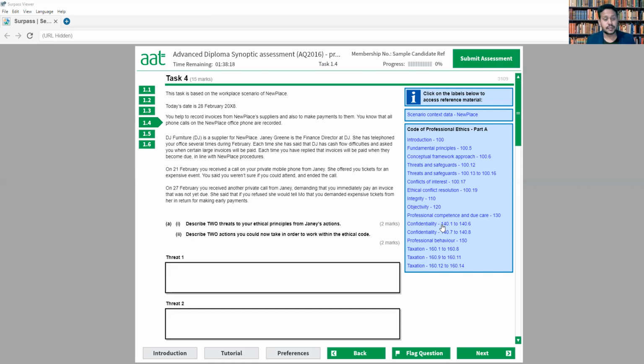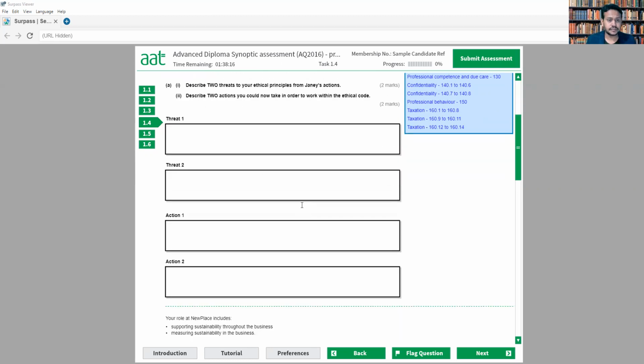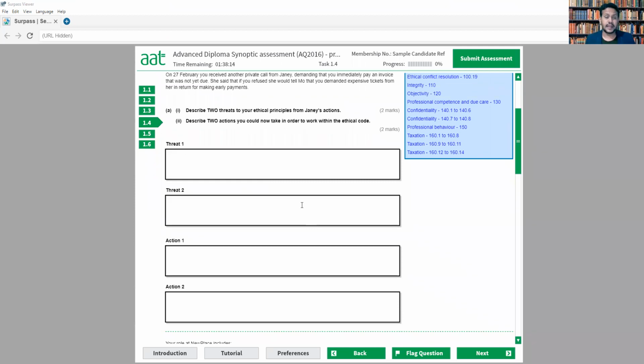So my advice is to focus on a few things that are very important. The first thing I'd like to say is: read the question very carefully. Read the question very carefully. For example, let's say it says describe. Describe is quite common in the AAT exam. They use this term most of the time for writing tasks.